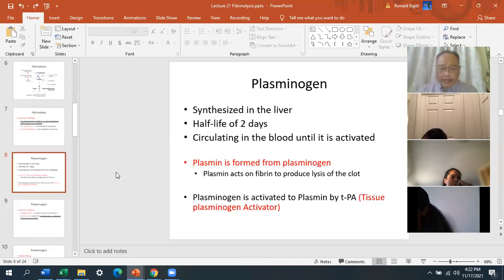So plasmin is formed from plasminogen and acts on fibrin to produce lysis of the clot. Plasminogen is activated to plasmin by TPA. TPA is actually a drug that they give in the ER. If a patient has DIC, remember, DIC is disseminated intravascular coagulation. That's when you're spontaneously clotting in your circulatory system. You don't want that. It's a critical value, because if you continue to have spontaneous clotting, forming fibrin for no reason, then you're going to die, okay?